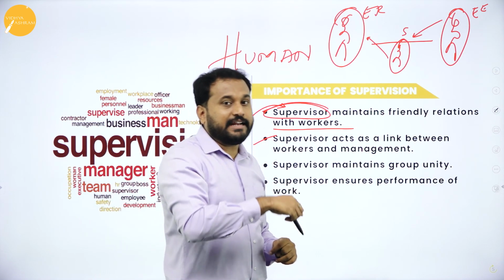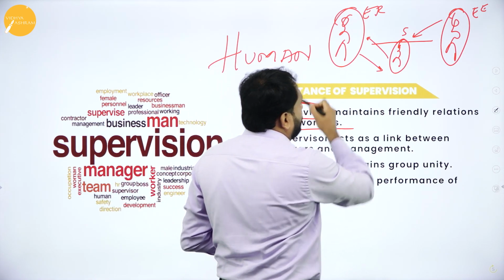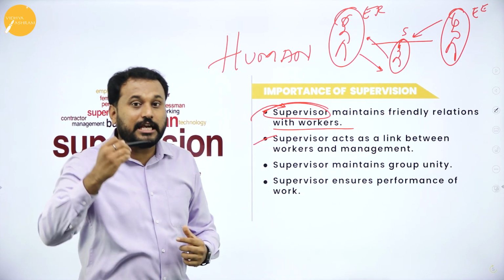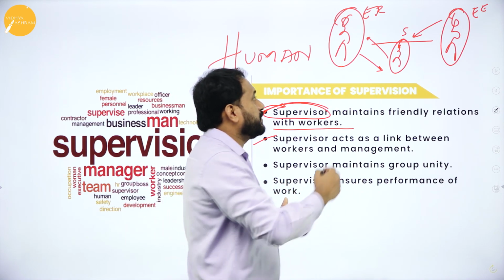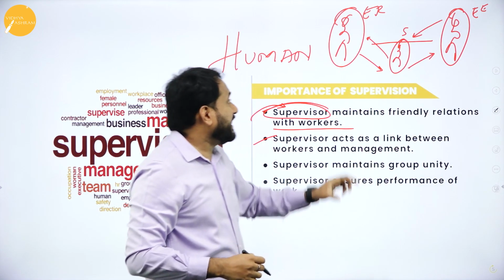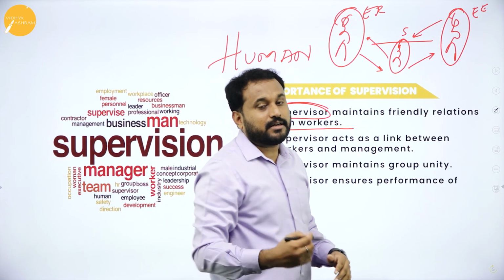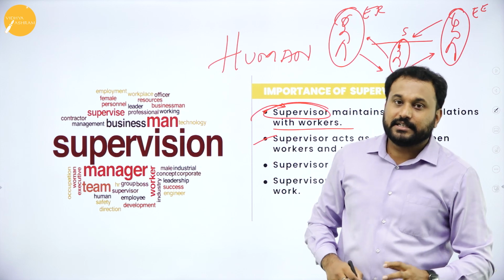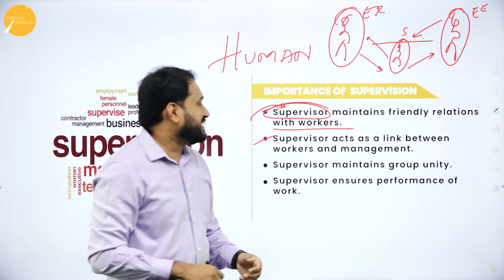It is not only one-way traffic, it is also two-way traffic, where the employer will tell the supervisor what he wants from the employee. And the supervisor will tell the employee that this is what the employer wants, only then he will give you the bonus or a hike in the salary or incentives. So this is what happens at the supervisor level.